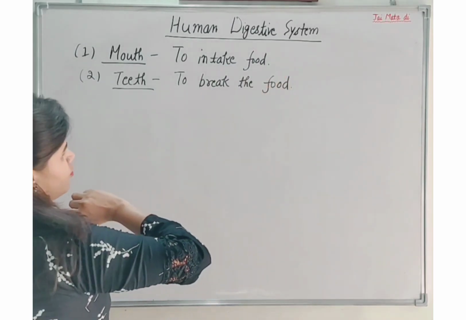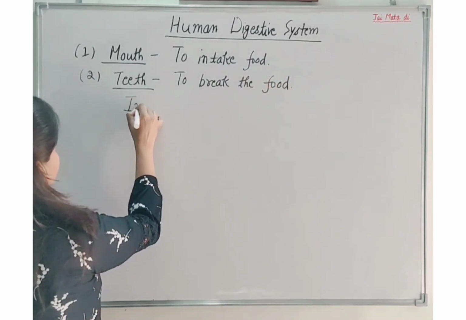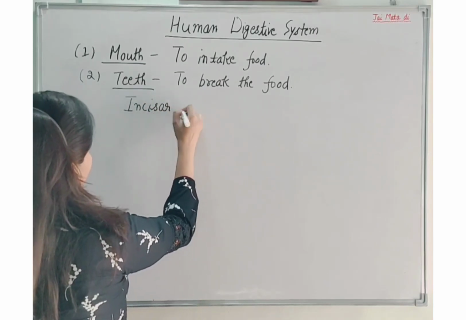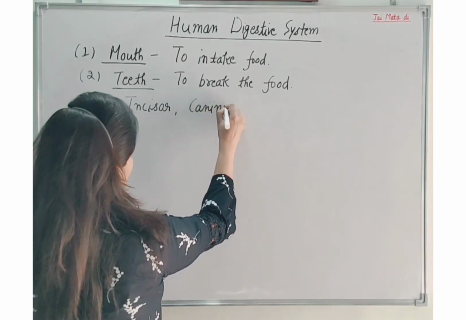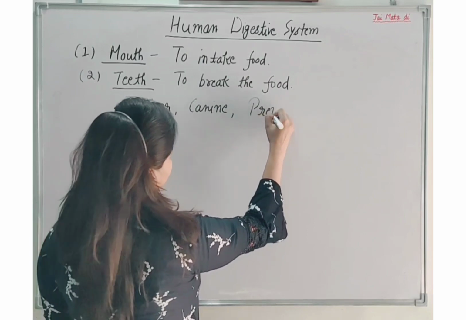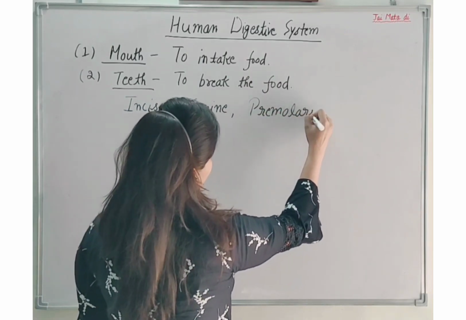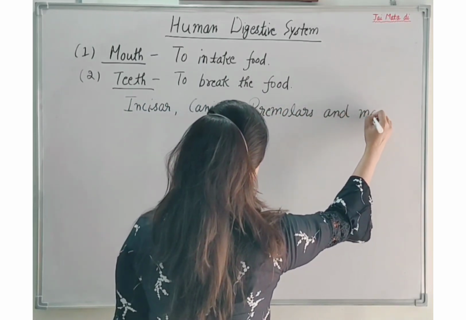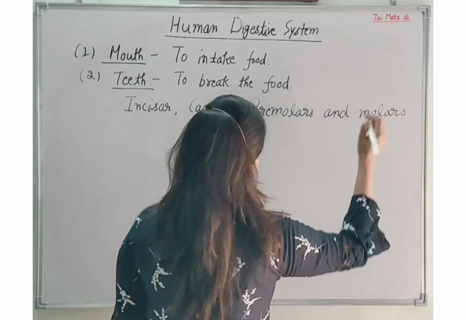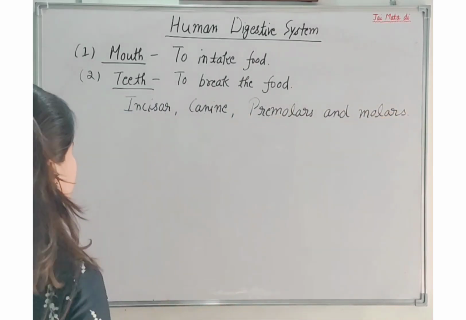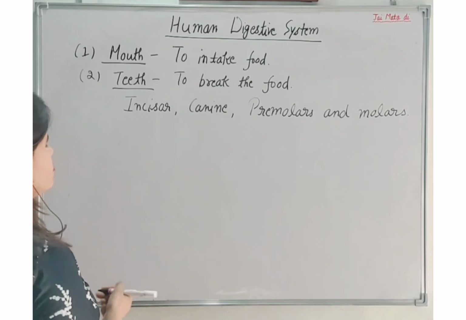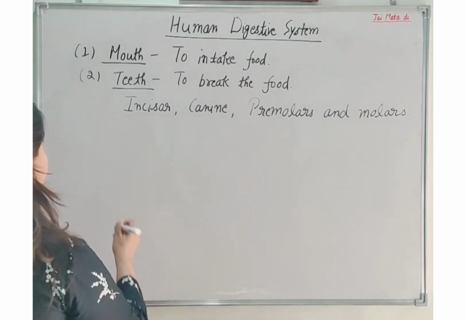In our mouth there are 4 types of teeth: incisors, canines, premolars and molars. These kinds of teeth help to chew the food, to break the food and all that.